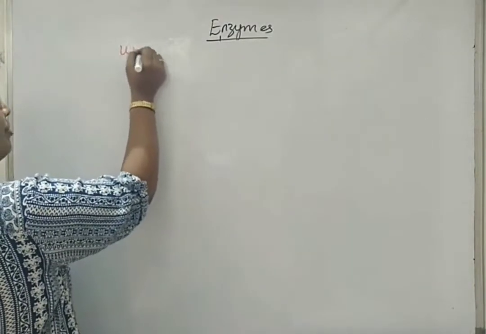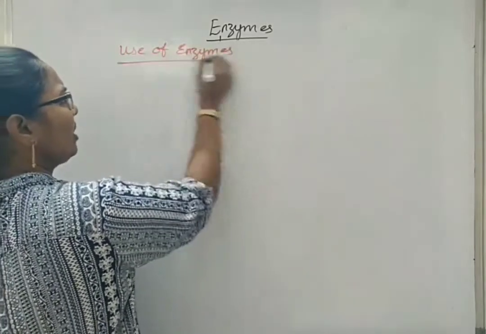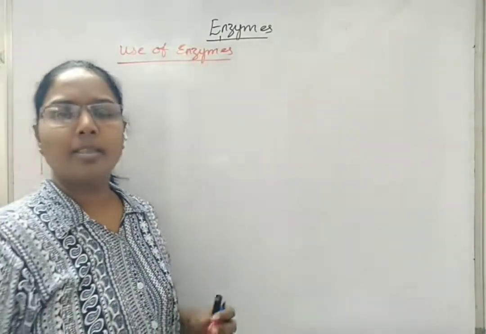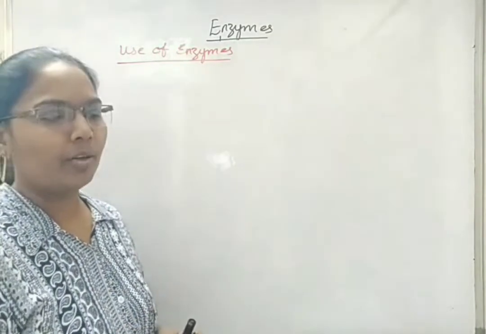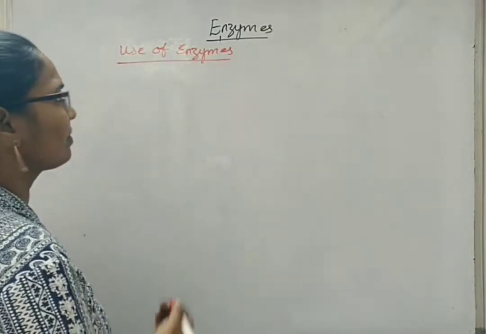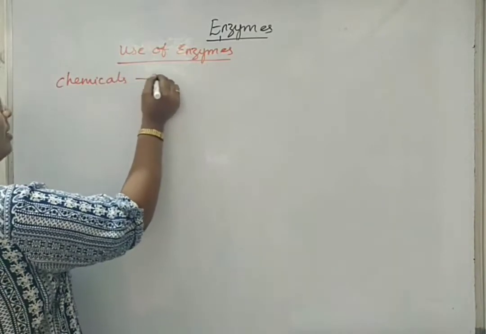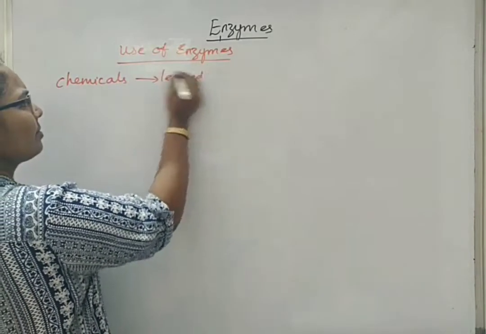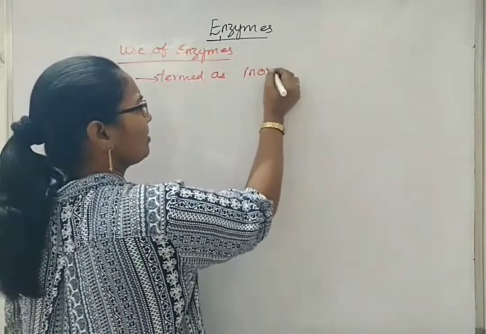What is the use of enzymes? Living organism's body is having chemicals. Can't the chemicals carry on the reactions? What is the need of enzymes to be involved in the reactions that are happening inside the living organism's body? Chemicals are termed as inorganic catalysts.